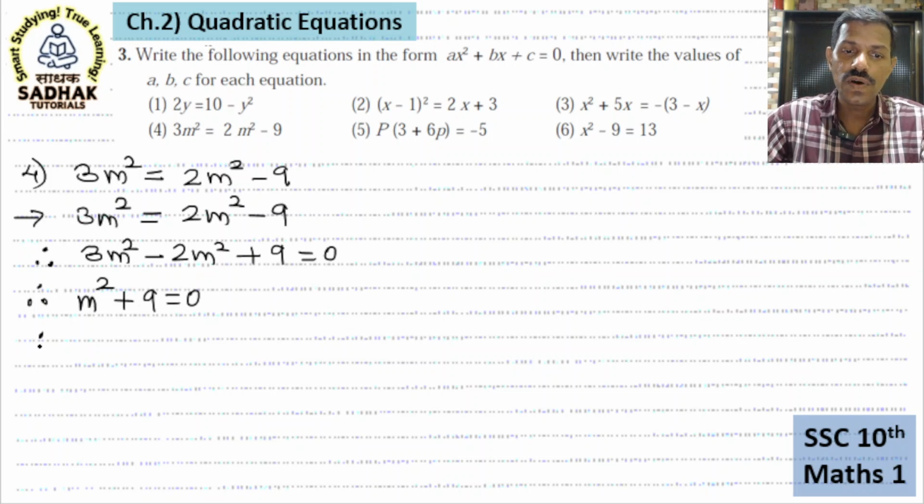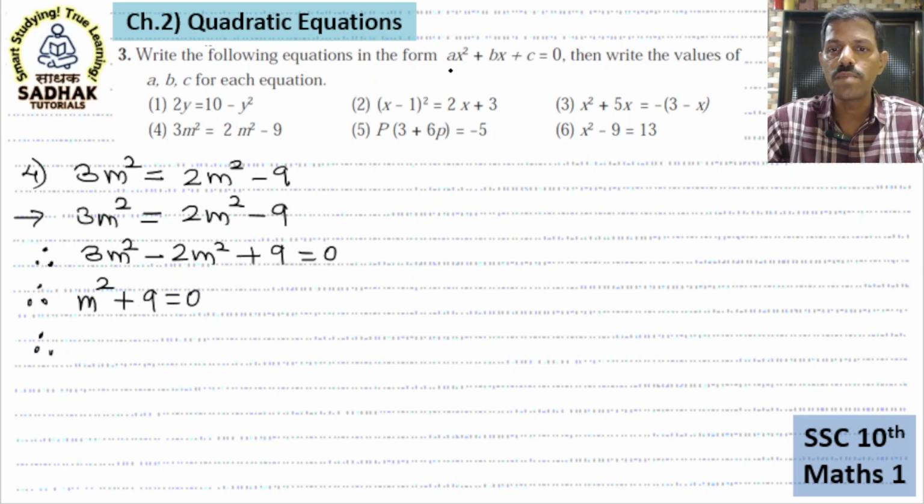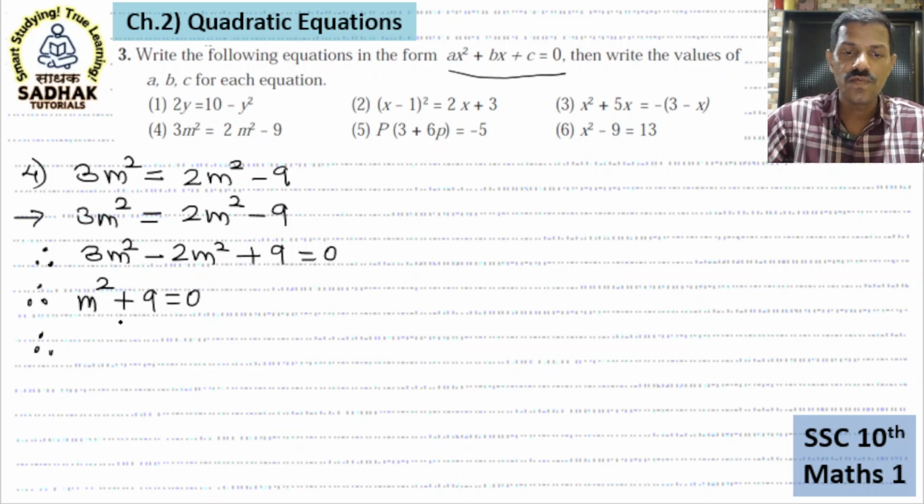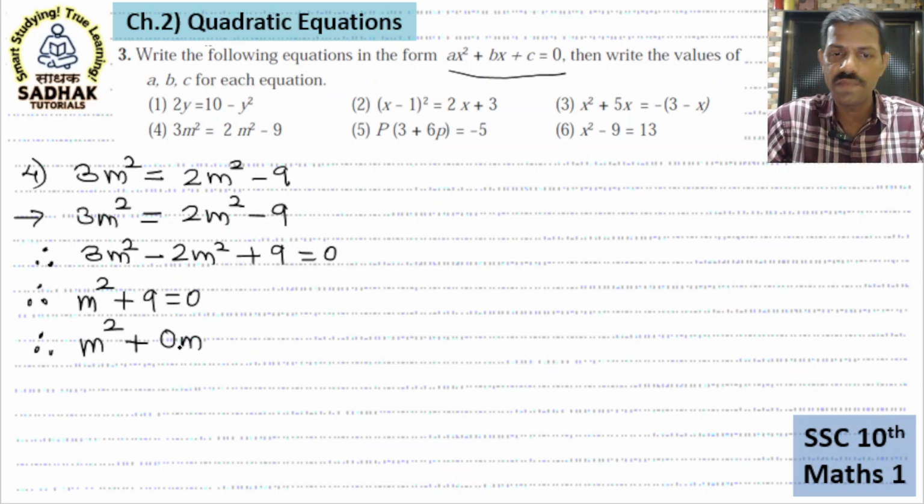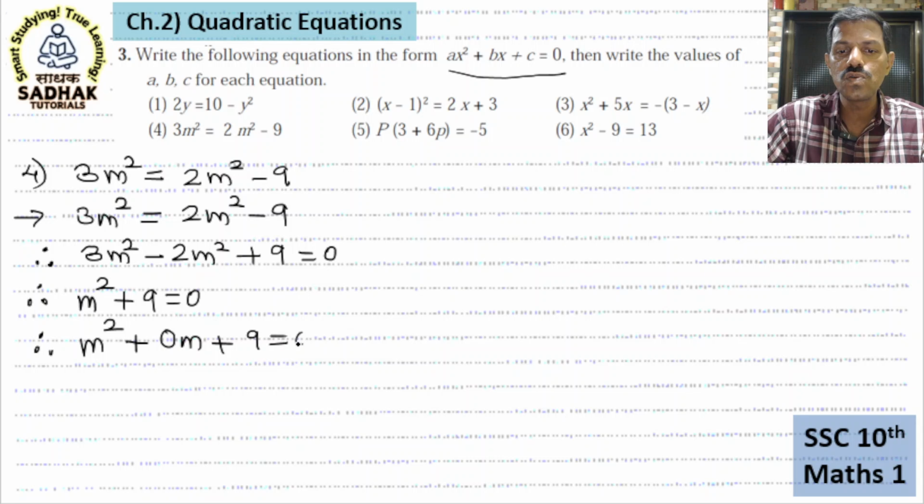So here first we have to write it in this standard form, ax square plus bx plus c is equal to 0, this form. Okay, so for that we will write it like this, m square plus, now this m term is not there, so we will write 0m, because if you multiply anything by 0 it becomes 0 only. So 0m plus 9 is equal to 0.